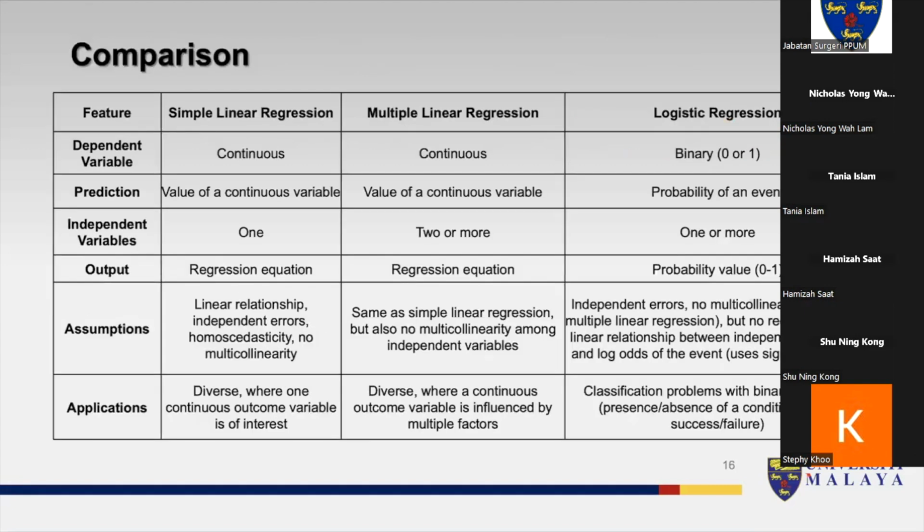All right, so this is some comparison to show between these three. What type of regression you use should depend on your data, whether it's continuous, how many independent variables you have, what kind of output you want to present, what kind of assumptions you should have for your type of analysis, and how it can be applied. For logistic regression, the dependent variable is usually binary, 0 or 1.